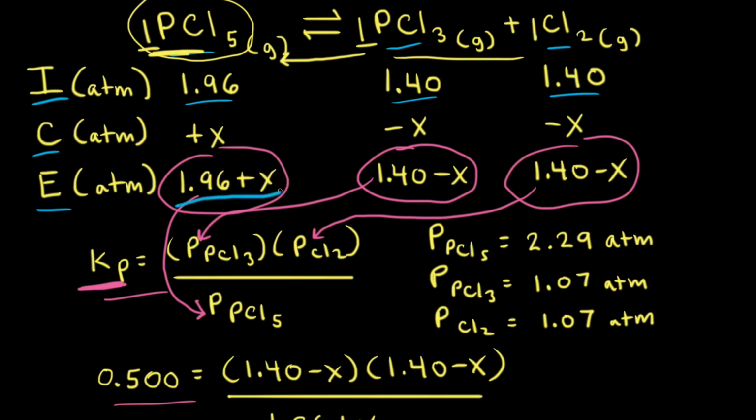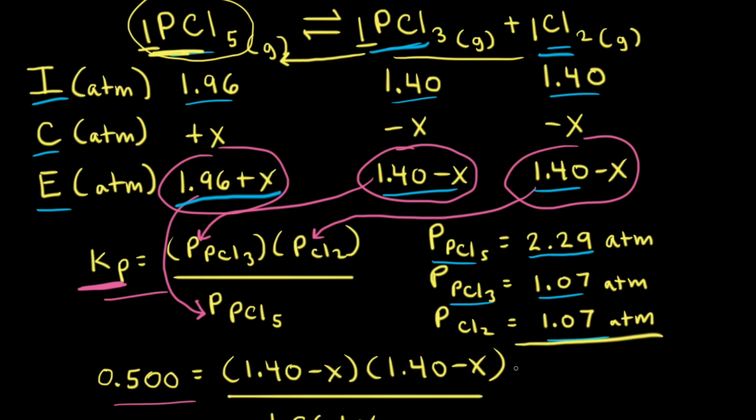Now that we know X is equal to 0.33, we can solve for the equilibrium partial pressures. 1.96 plus 0.33 is equal to 2.29. Therefore, the equilibrium partial pressure of PCl5 is 2.29 atmospheres. For PCl3, it's 1.40 minus X. 1.40 minus 0.33 is equal to 1.07. Therefore, the equilibrium partial pressure of PCl3 is equal to 1.07 atmospheres. And it's the same math for Cl2. So the equilibrium partial pressure of Cl2 is also 1.07 atmospheres. So to find the total pressure P3, we simply need to add up the individual partial pressures. So 2.29 plus 1.07 plus 1.07 is equal to 4.43 atmospheres.